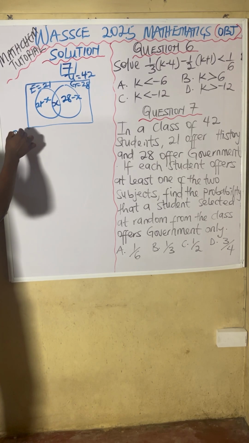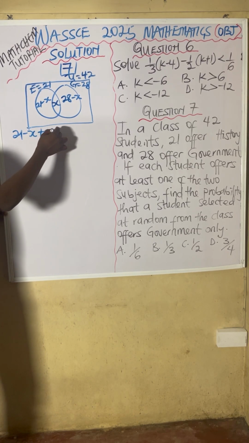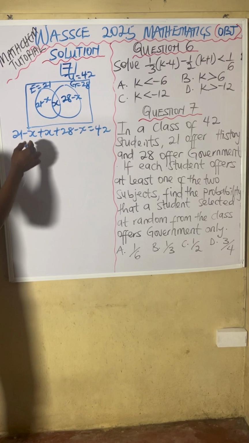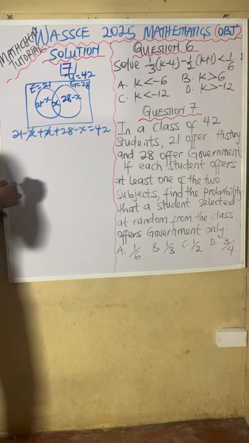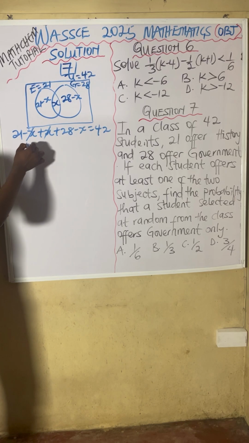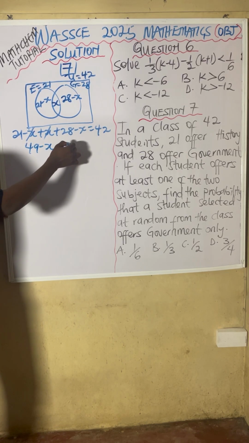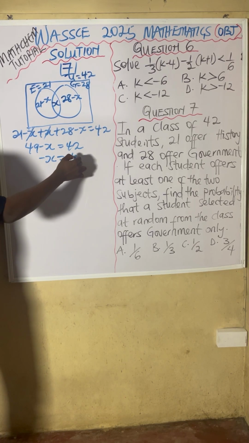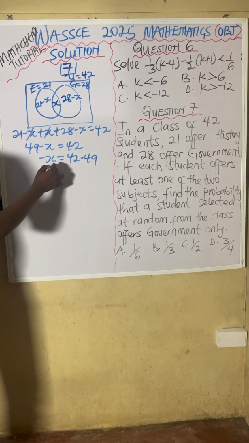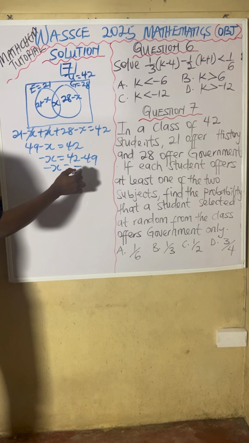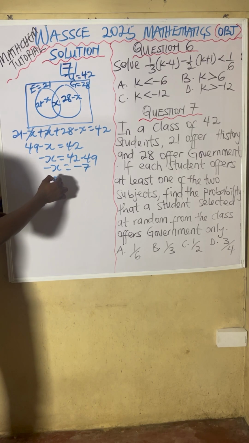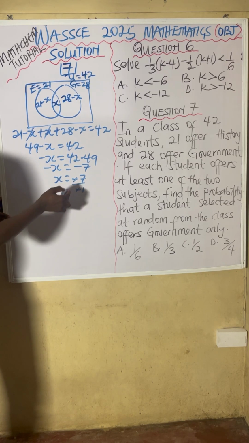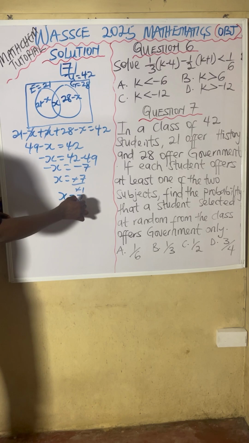So that is going to be 21 minus x plus 28 minus x equals 42. If this eliminates this, then I have this plus this. This is 49 minus x equals 42. Then my minus x equals 42 minus 49. Then minus x equals minus 7. And finally, x equals minus 7 over minus 1. If minus eliminates minus, then x equals 7.